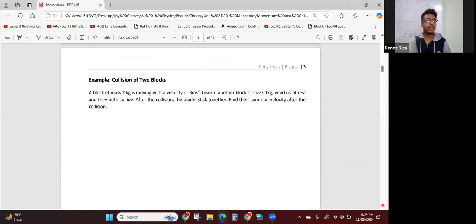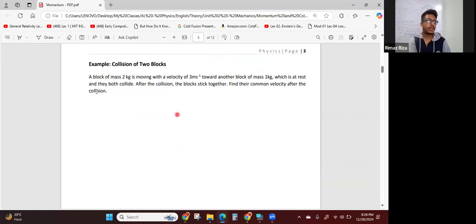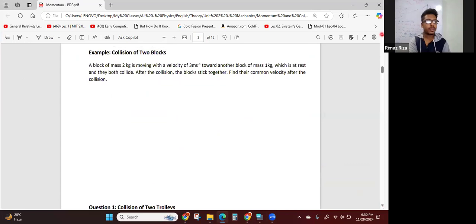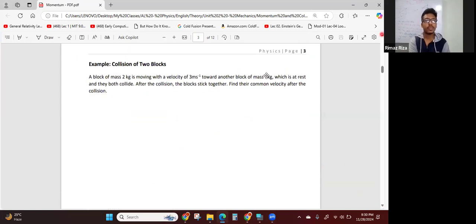So here is the example, which I will do. A block of mass 2 kilogram is moving with a velocity of 3 meters per second toward another block of mass 1 kilogram, which is at rest, and they both collide. After the collision, the blocks stick together. Find their common velocity after the collision. So let's say there are two blocks.